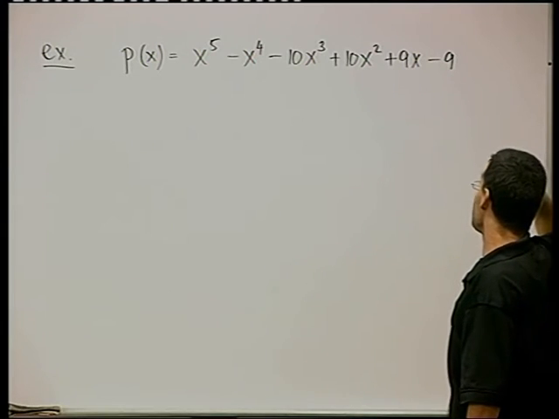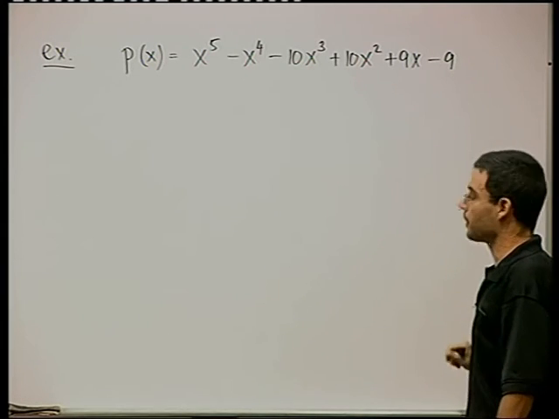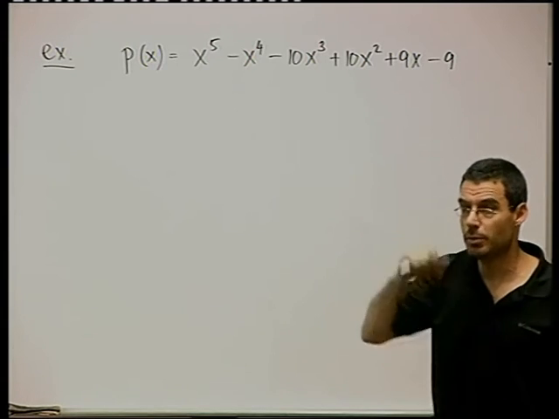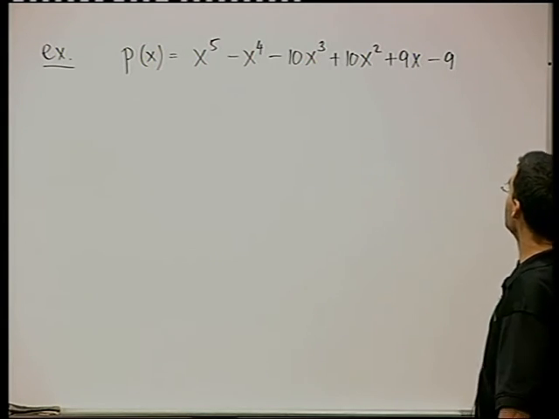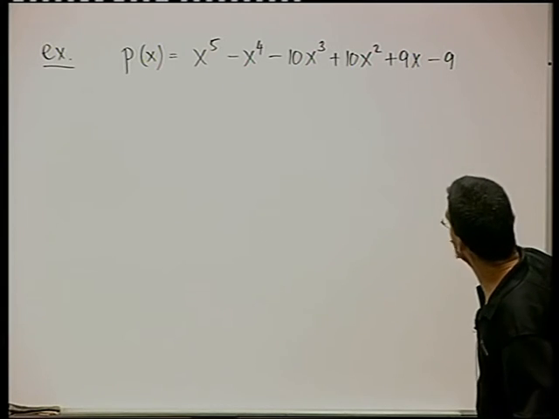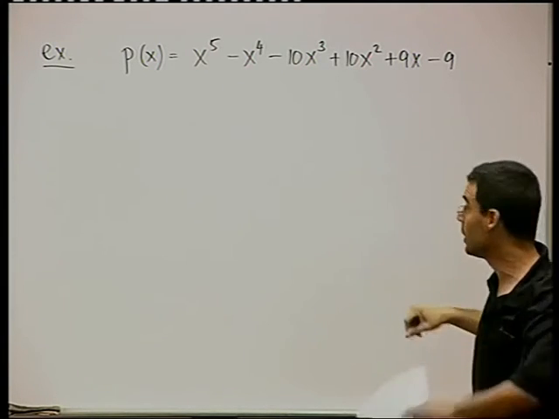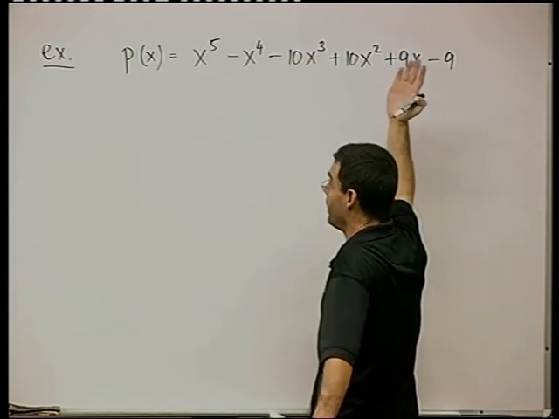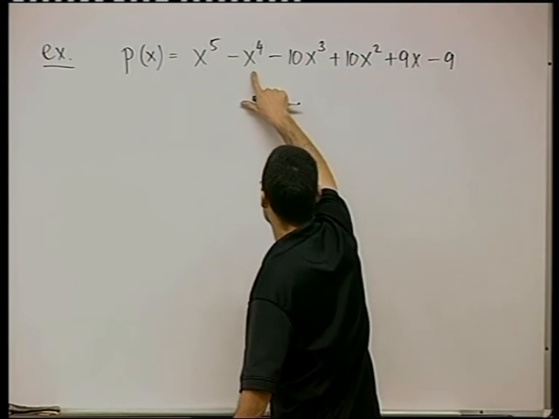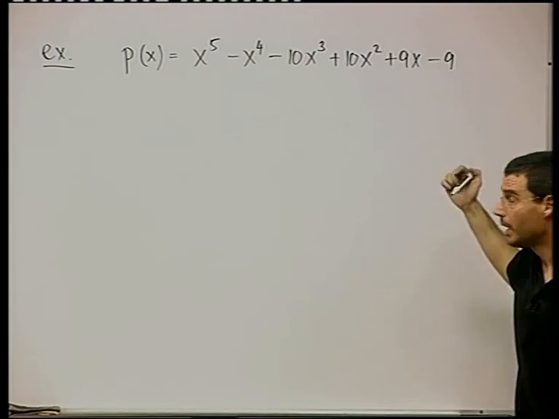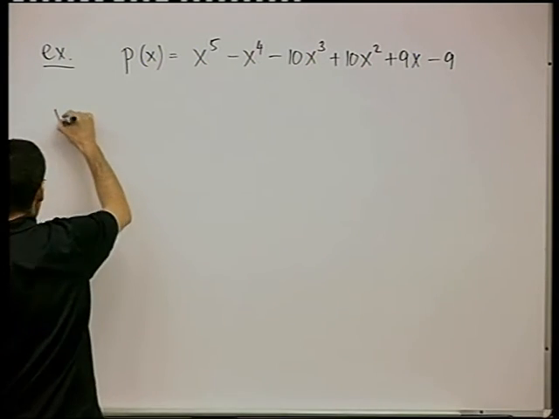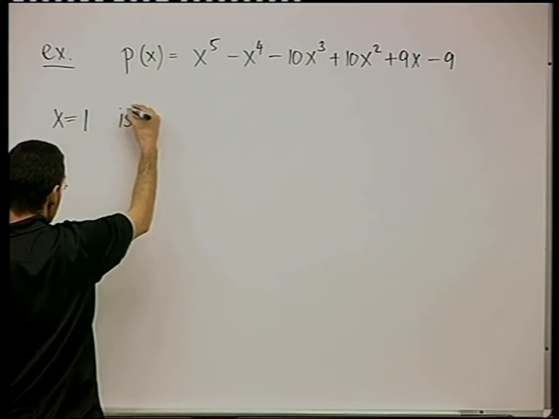But in fact, the first thing I'm going to do here is observe. Can you see a root? Just see it. Do you see a number that when you plug in here, you get 0? Does it just pop at you? Good, very good. If you plug in x equals 1, you see that 1 minus 1 minus 10 plus 9 minus 9 is 0. So x equals 1 is a root.